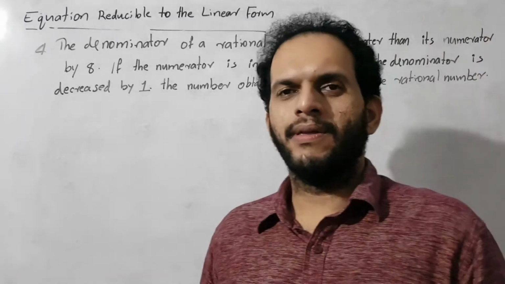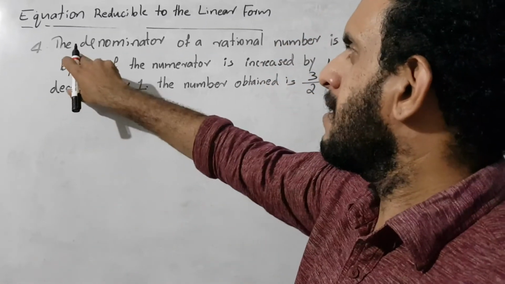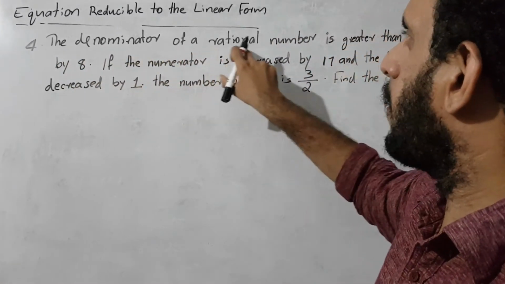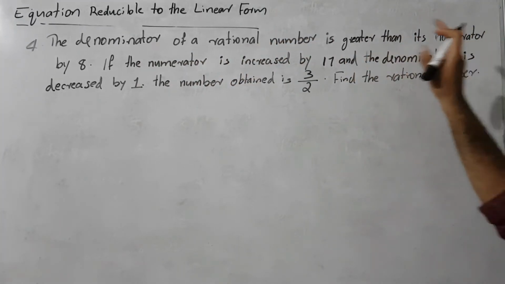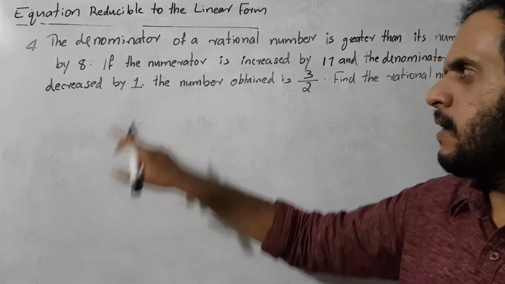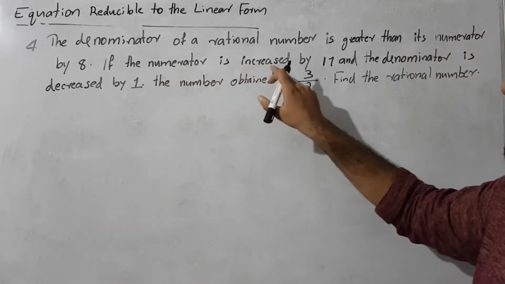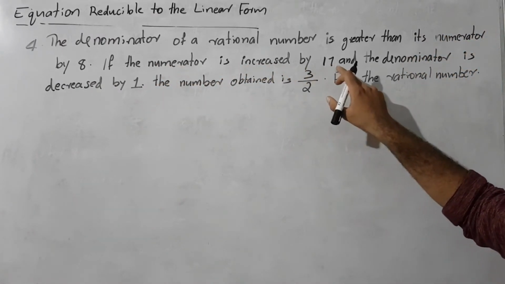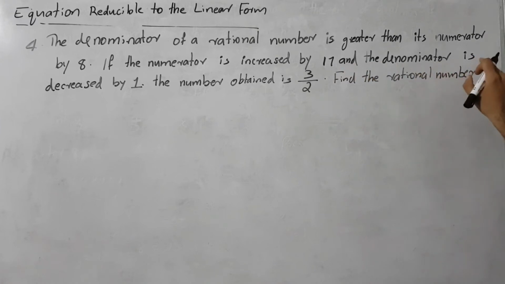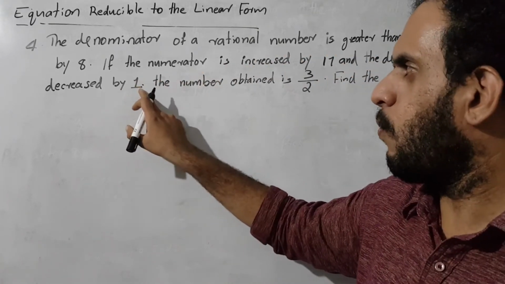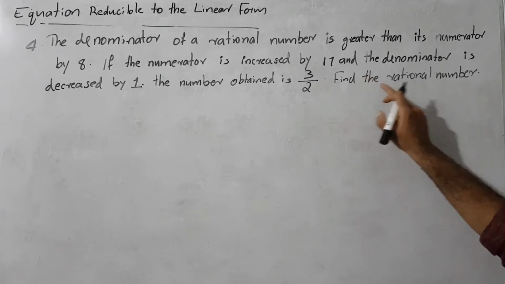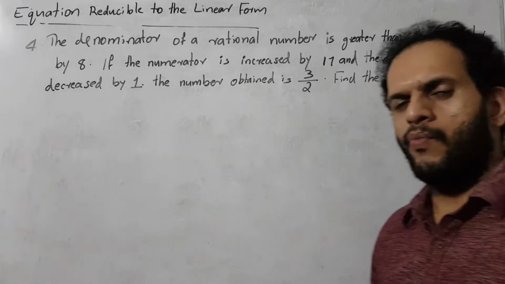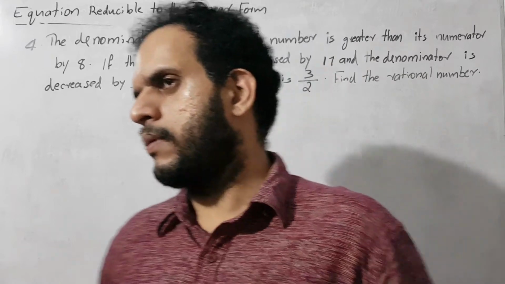Okay, next we go to the next question. The question is: the denominator of a rational number is greater than its numerator by 8. If the numerator is increased by 17 and the denominator is decreased by 1, the number obtained is 3 by 2. Find the rational number. We know what a rational number is, correct?